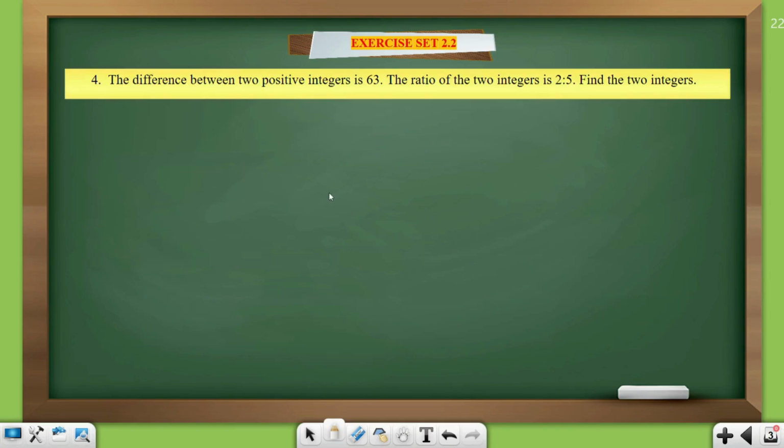Okay. In the next problem, the fourth problem, the difference between two positive integers is 63. The ratio of the two integers is 2 is to 5. So find the two integers. So in this problem, there are two positive integers whose difference is 63. Similar to the last problem, here there are two unknown integers. Since they are two positive integers, one must be smaller than the other. So let us assume let x be the smaller integer.